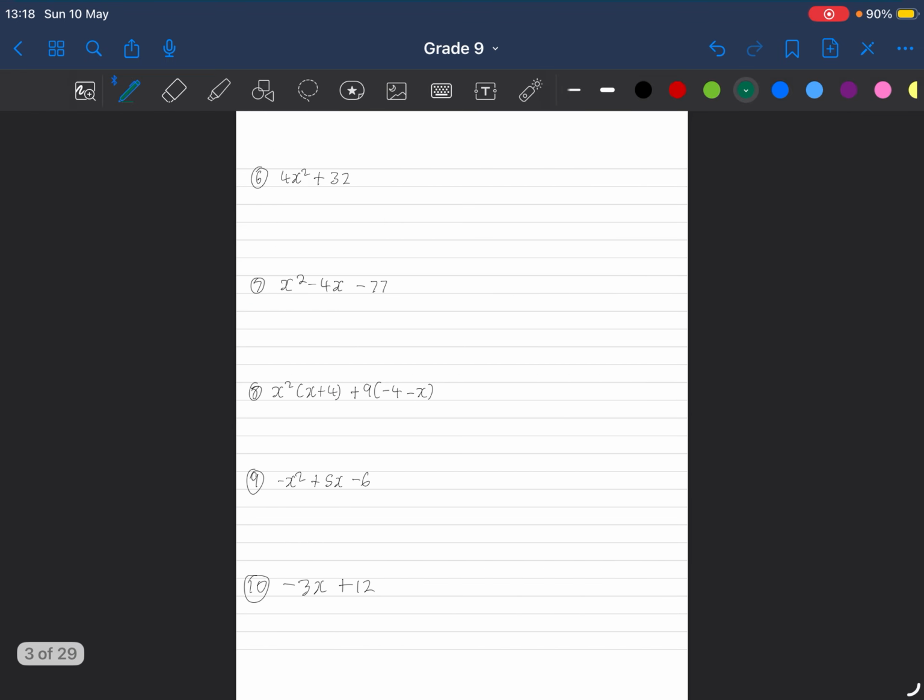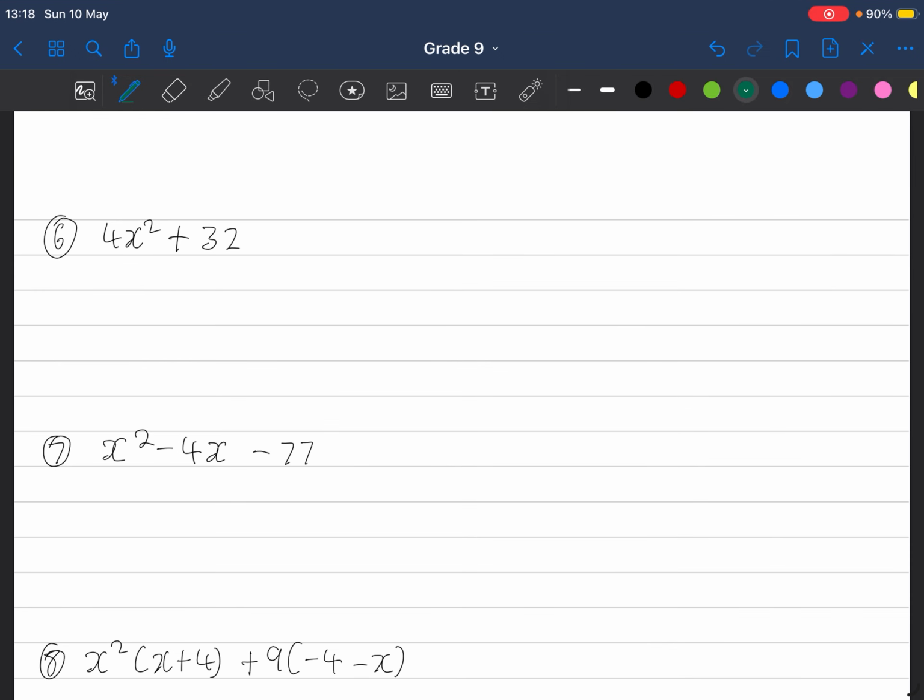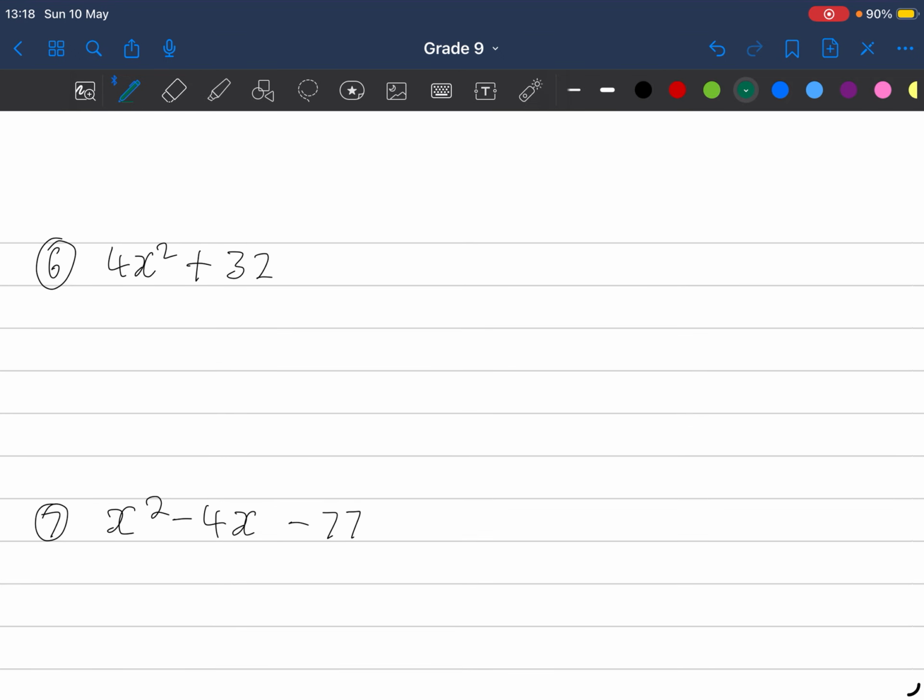All right, let's check out number 6. So with number 6, two terms, plus sign in the middle. This is leaning again towards common factor, between 4 and 32. Because we're checking highest common factor, there are different methods you can use if you are stuck. You can use the ladder method, or you can just write out the factors of these two numbers. But anyway, 4 is actually a factor of 32. So 4 is the highest common factor in this example.